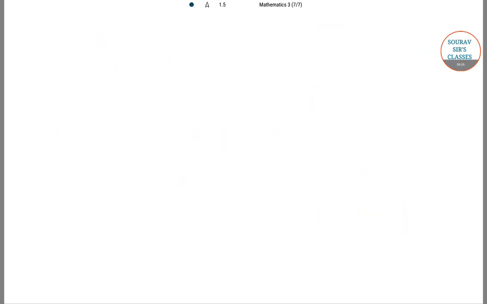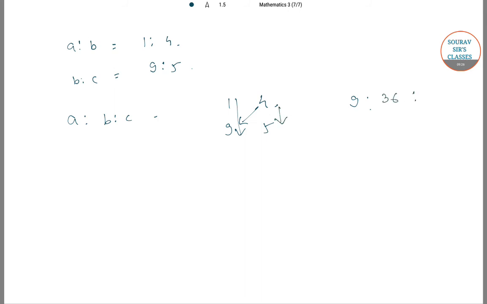Now, suppose we are given that A is to B is equals to 1 is to 4 and B is to C is equals to 9 is to 5. Then A is to B is to C is equals to 1, 4, 9, 5. First we will multiply 1 into 9. So 9 is to, then 4 into 9, which is 36, is to 4 into 5, which is 20. So A is to B is to C is equals to 9 is to 36 is to 20.